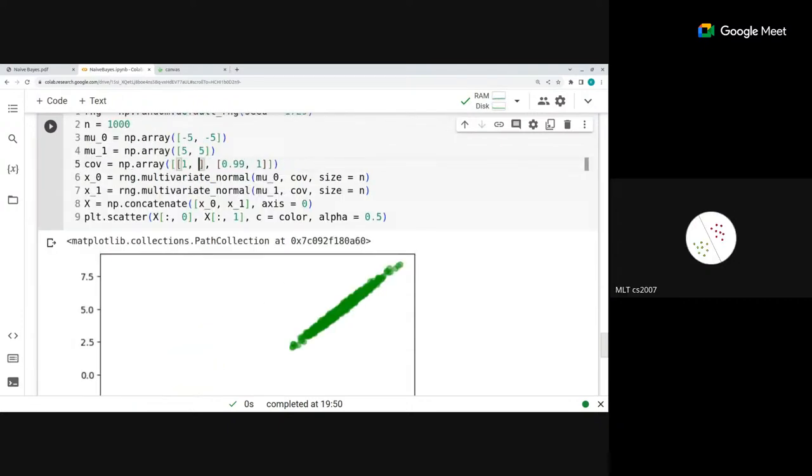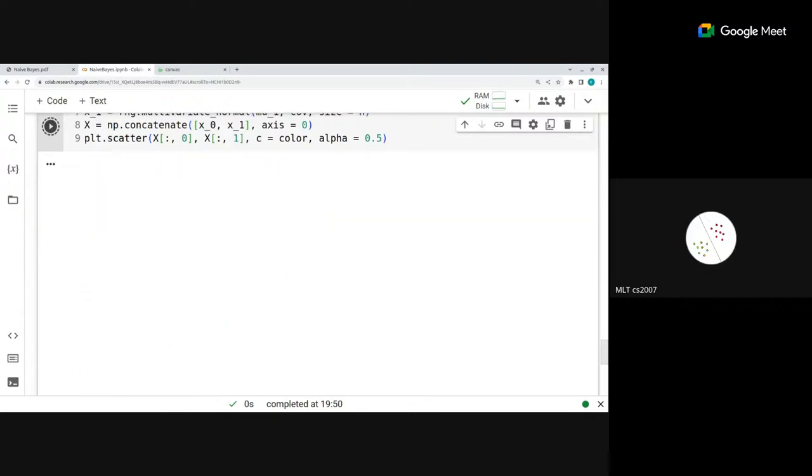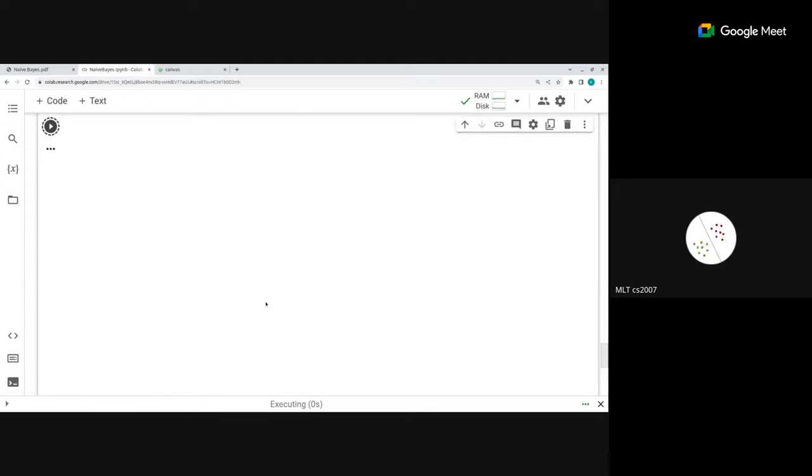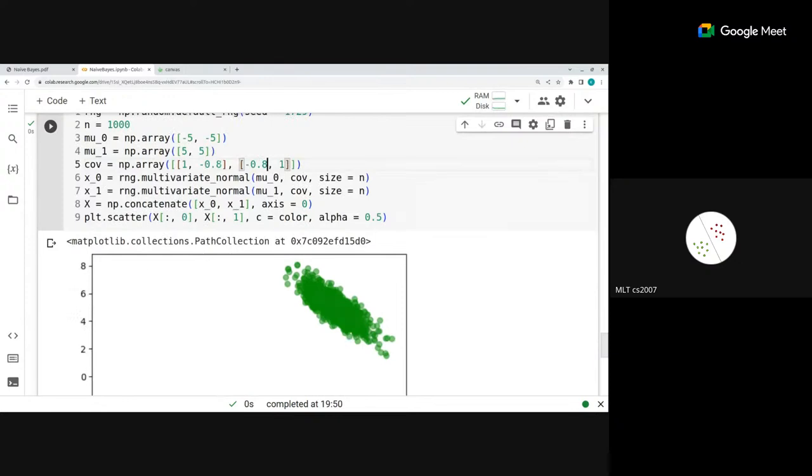Now let's do the opposite. Now let's say this is minus 0.8 and -0.8. Now what do you think is going to happen? It goes from left to right, so that's correct. They are now negatively correlated. As x1 increases, x2 is going to decrease. It's a negative correlation. You can make it even more negative and it'll look like a line, right?